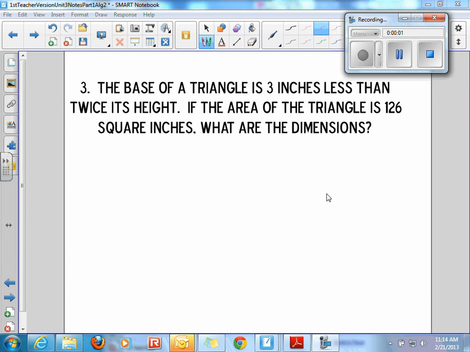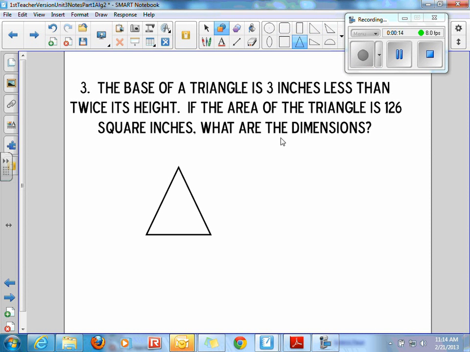The base is 3 inches less than twice its height, and the area of the triangle is 126 square inches. What are the dimensions? So I always start these by drawing a picture. We have no idea what kind of triangle it's going to be, so I just put a random triangle there.